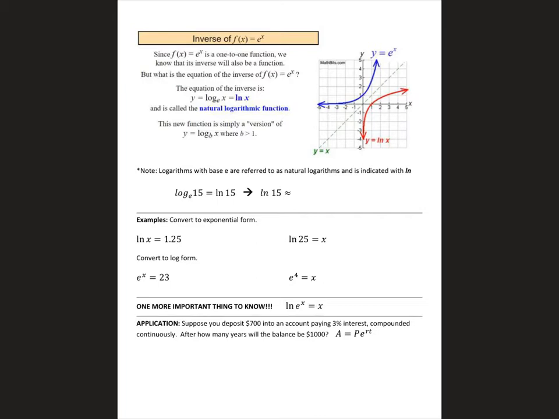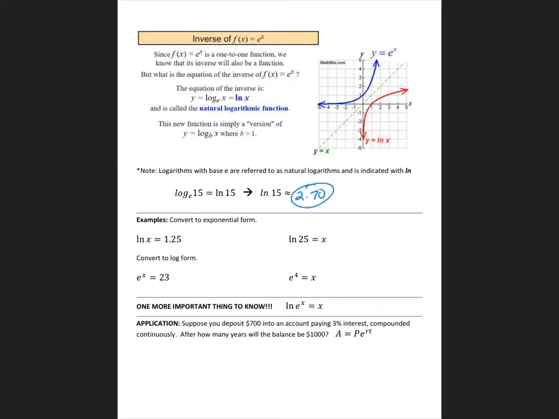So I made a note here that logarithms with base e are referred to as natural logarithms, and they use the symbol ln to represent a natural log. So here I wrote log base e of 15 is equivalent to ln of 15, or natural log of 15. And if I type in ln of 15 on my calculator, there's a natural log button. It says ln, select that and type in 15, and you get approximately 2.70.